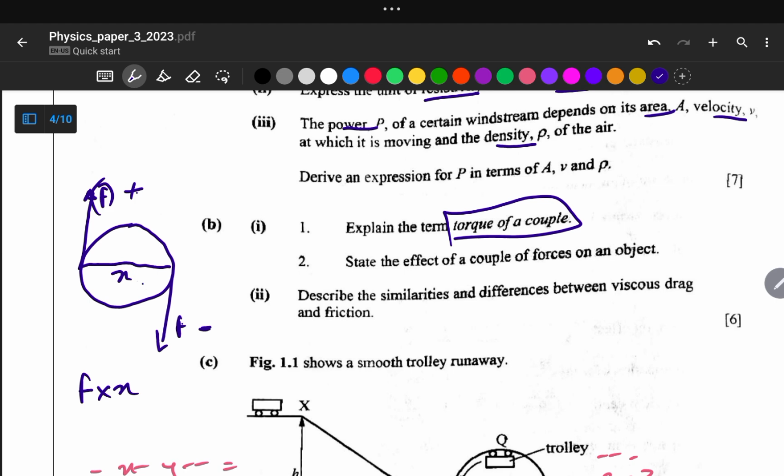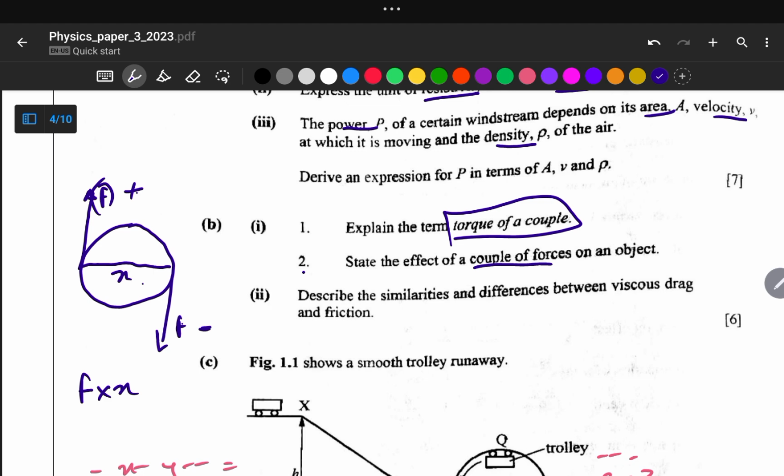But there's another condition for a body to be in equilibrium. There must be no turning effect. But for this couple, there is what we call a turning effect. So this will not be in equilibrium, for that reason, there is rotational movement. Okay, then let us move on to the next part. State the effect of a couple force on an object. The effect is that there is rotational movement. That is the effect of couple forces on an object: rotation of an object.